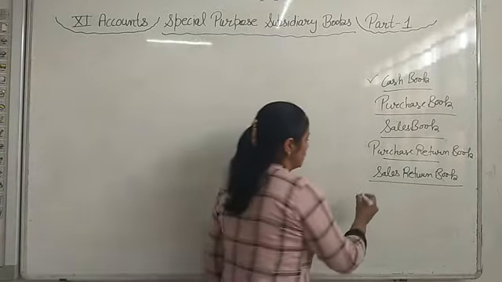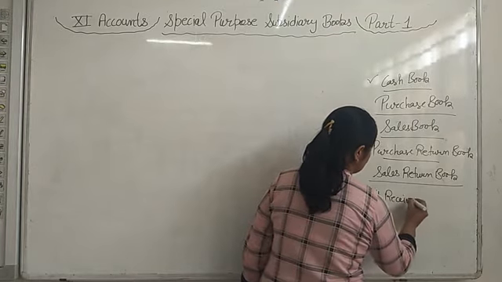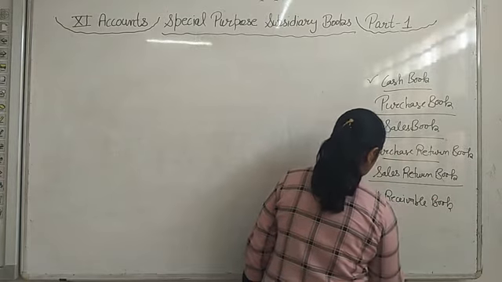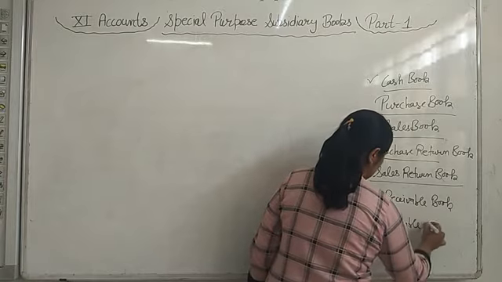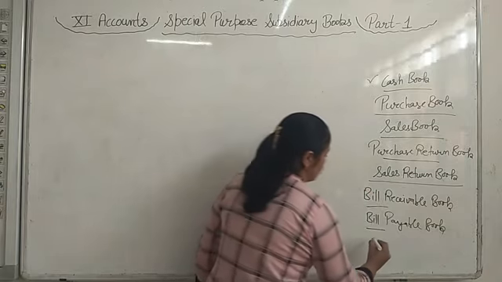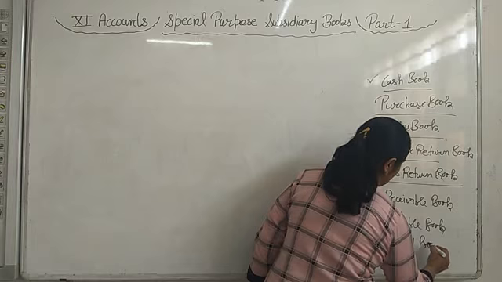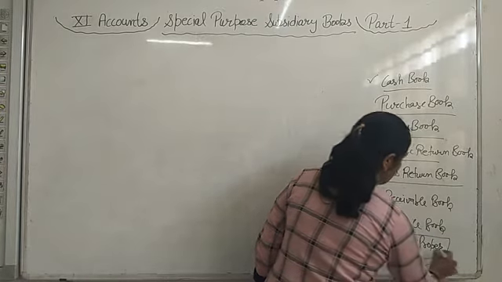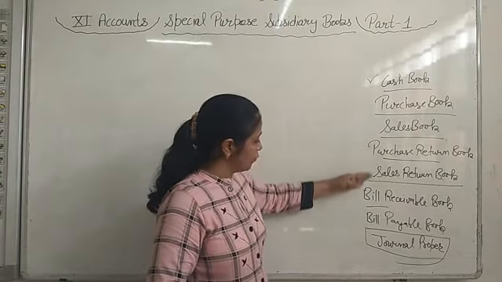Besides this, the bill receivable book and bill payable book are also maintained, but that is not in your syllabus. After that, one more book is the journal proper, that I have told you. In journal proper, we record those transactions which are not in the category of these books.